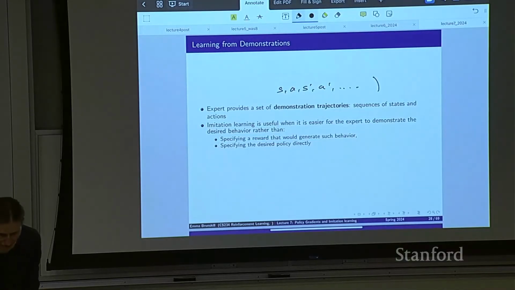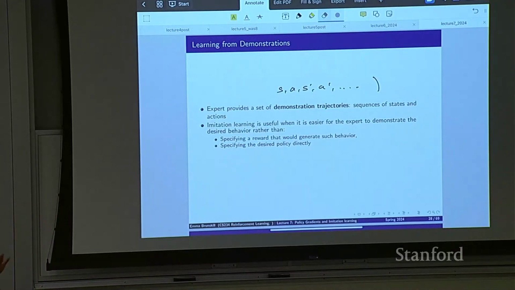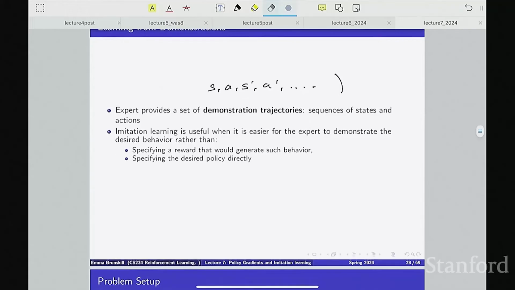Okay, so we're not going to have any rewards anymore. Everything's just going to be implicit in this case. And now we're going to assume that it's easier for people to do this. So they're just going to hopefully be able to provide these demonstrations, or they maybe already have.